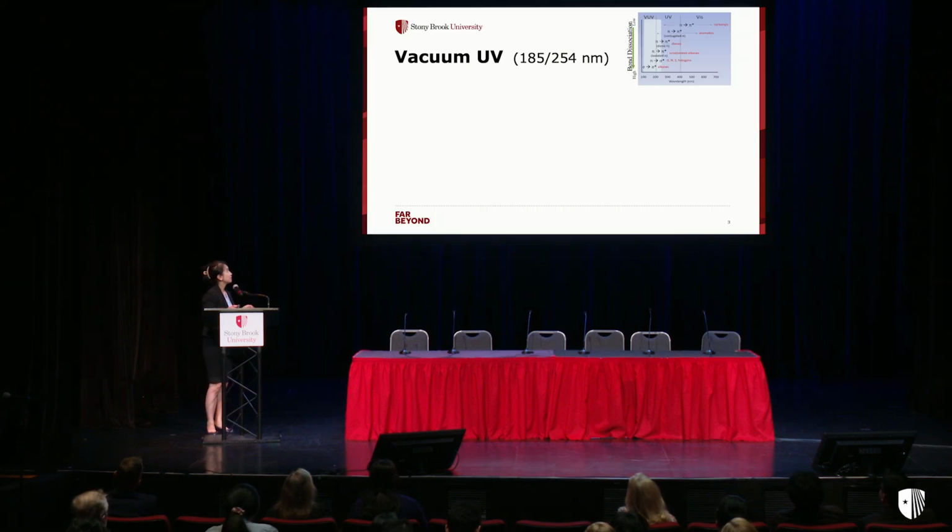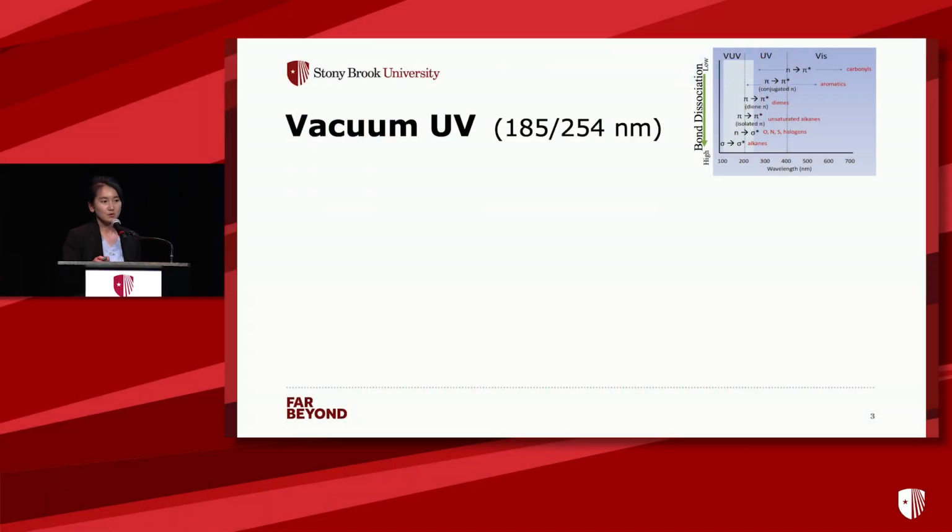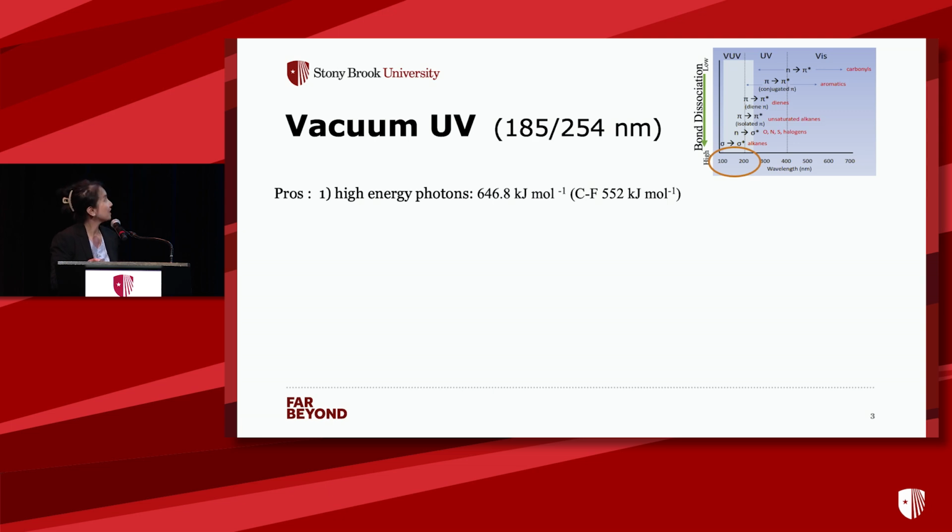When we refer to vacuum UV irradiation, we usually mean irradiation with wavelengths less than 200 nanometers. With shorter wavelengths comes higher photon energy. With vacuum UV at 185 nanometers, the emitted photons have a higher energy of 646 kilojoules per mole, which is higher than the carbon-fluorine bond dissociation energy and capable of destroying PFAS.